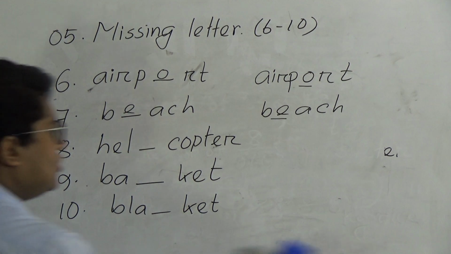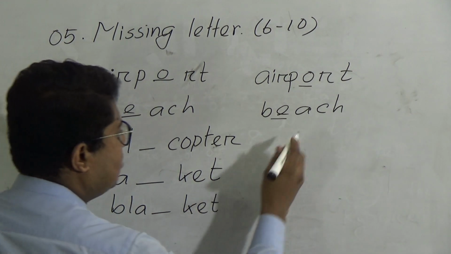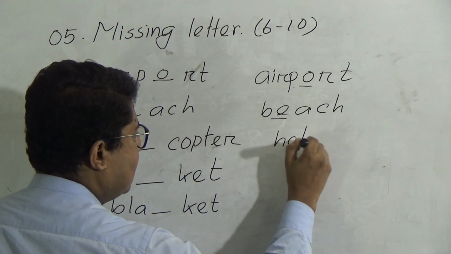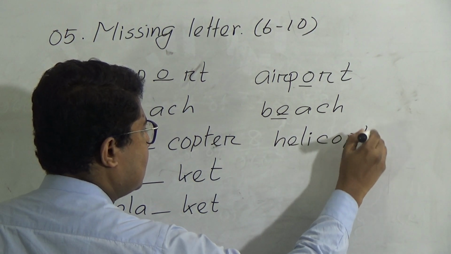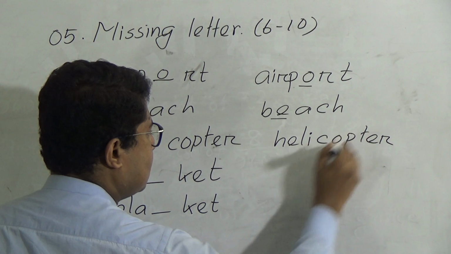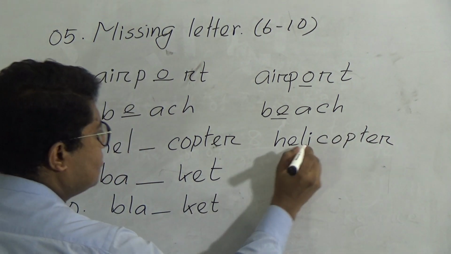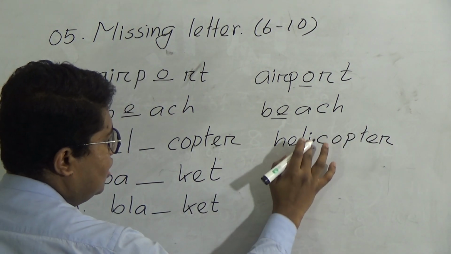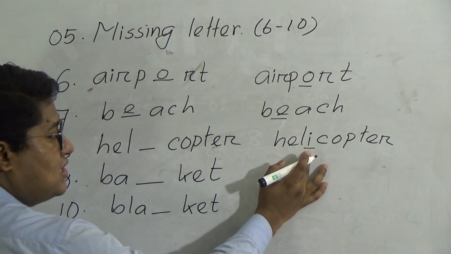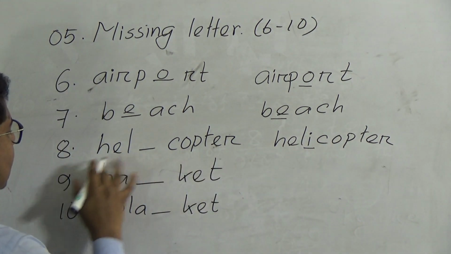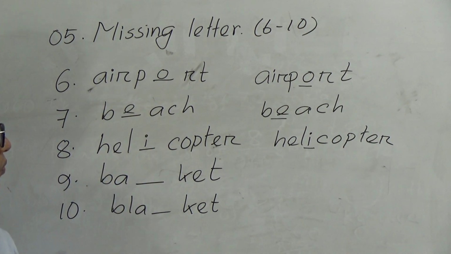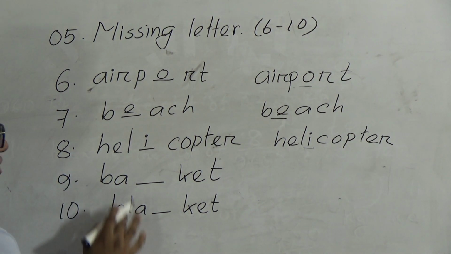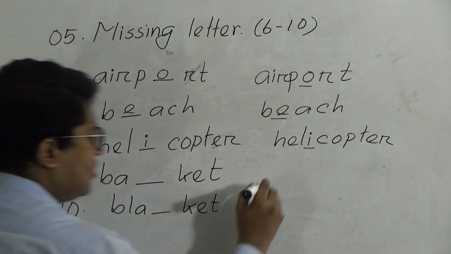Number 8, HEL-COPTER. So the main word is HELICOPTER, helicopter. So in this word, the letter I is missing. So you have to write in this place I. HELICOPTER, helicopter.